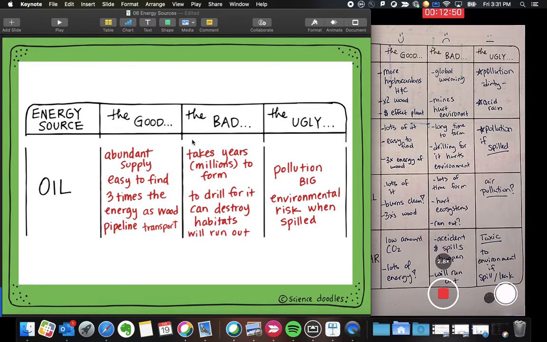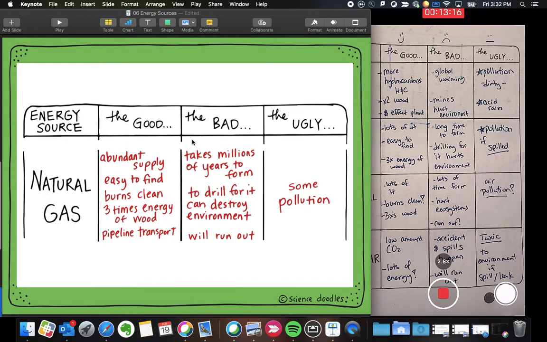The bad part, it takes years to form. So it takes a long time for it to form. Drilling for the oil can cause destruction to the habitat or the ecosystem that it's there. It will run out eventually. And then there's big environmental risks if oil spills. So if it spills, it can hurt the water, it can hurt the animals. It takes years for it to get truly cleaned up. So it can be quite dangerous again.